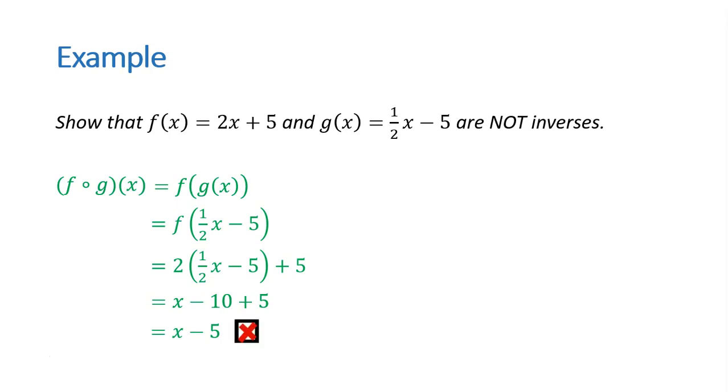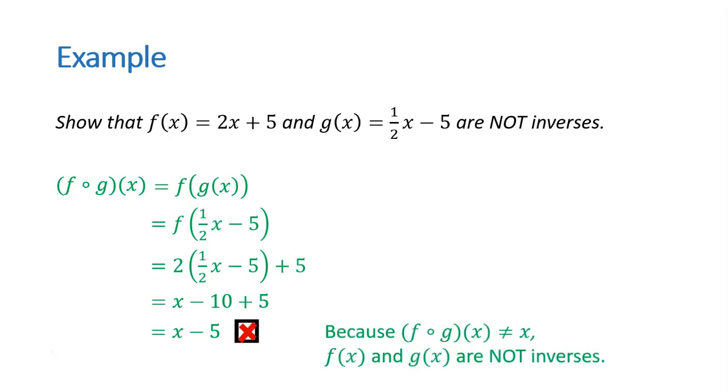So because this is not identically equal to x, f of x and g of x are not inverses. If there is anything left besides just an x once we do one composition, they are not inverses. Now notice we don't even have to check g compose f. If one composition doesn't work, it doesn't matter whether the other one works or not.